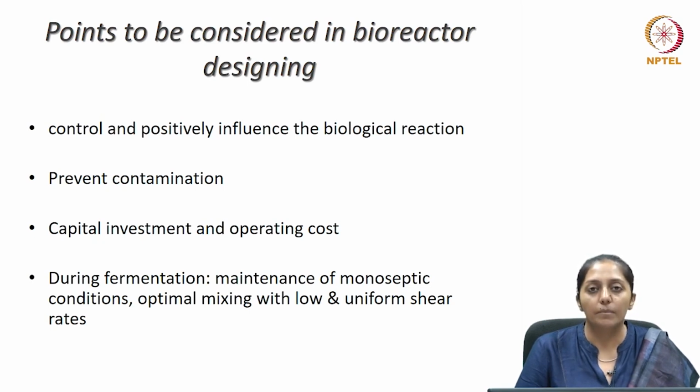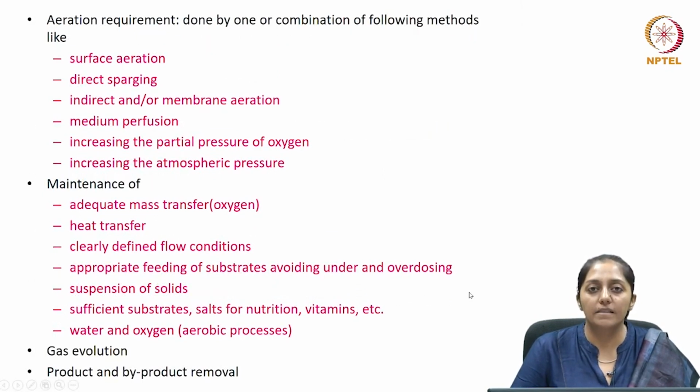Then during the fermentation, the bioreactor design should enable maintenance of monoseptic conditions. There has to be optimal mixing with low and uniform shear rates. Further, there are different ways in a bioreactor by which we can supply aeration to the organism. For example, in some of the bioreactor designs, aeration is done through the headspace, which is called surface aeration. There can be direct sparging. This is the most frequently used method of providing oxygen to the organisms, which is direct sparging inside the bulk medium, or indirect sparging using membrane aeration. This is generally used for shear sensitive cultures.